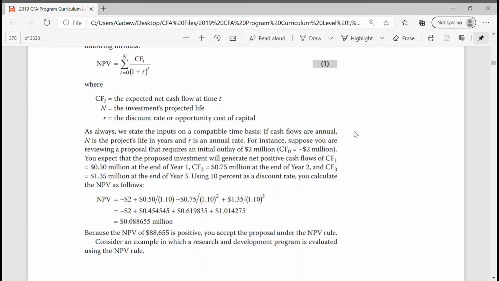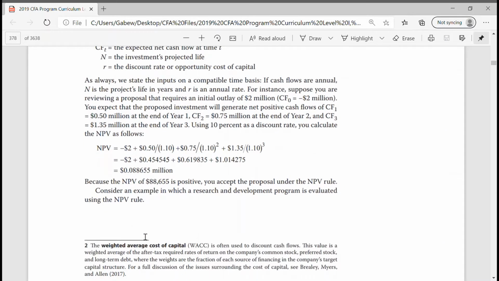So it's sigma, and you add all of them together. What you get is 0.088655 million. Because the NPV of 88,655 is positive, you accept the proposal under the NPV rule.